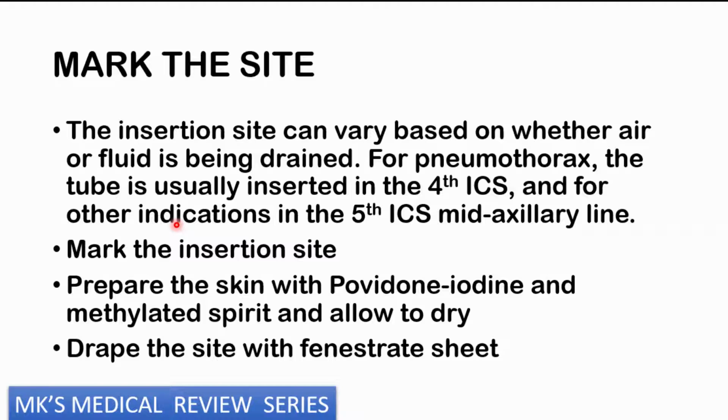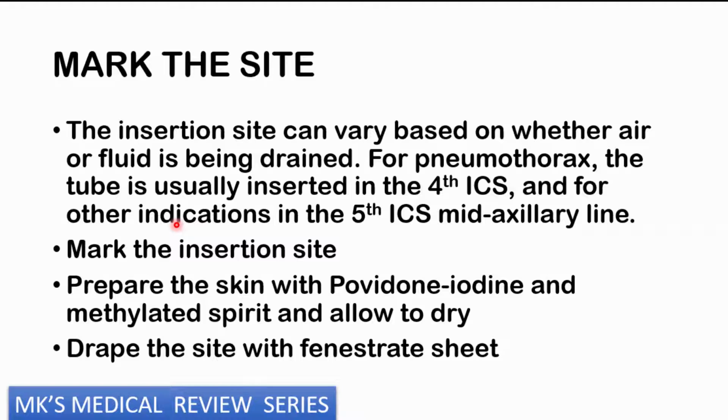Then you should mark the incision site. The incision site varies based on whether it's air or fluid that is being drained. Generally, for a pneumothorax, remember we talked of the triangle of safety, which is marked by the superior border of the fifth rib, or rather the sixth rib, and the anterior border is the pectoralis major. The posterior border is the lateral border of the latissimus dorsi. So you have this triangle of safety.